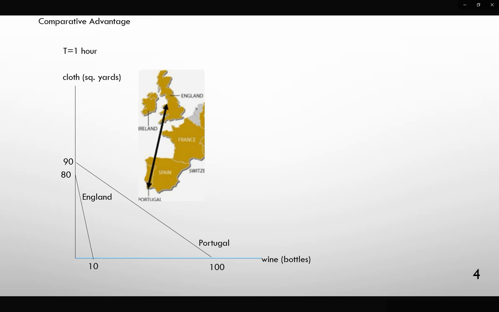Okay, so we're now talking about not England and France, those two countries who dearly love each other, but instead England and Portugal. Now, the first thing I want to point out to you again here, look at this. In comparative advantage, these lines are no longer crossing. One country is dominant in both forms of production, so it's patently above the other one here. Just make sure you understand this. Portugal can make 100 bottles of wine, or it can make 90 square yards of cloth. England can make 10 bottles of wine, or 80 square yards of cloth. Okay, I think I just told you that.